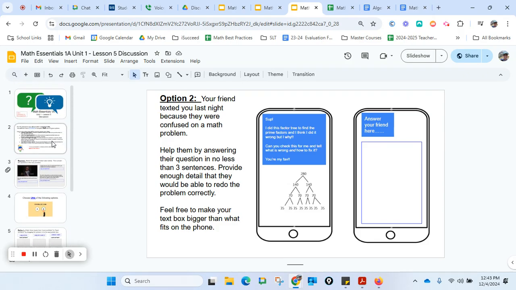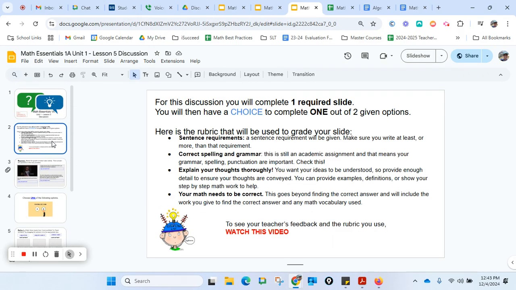So going back, we know what to do, but how is it going to be graded? There is going to be a rubric that you'll see for this assignment, and that rubric is broken down into 4 main criteria. The first is the sentence requirement. Every slide is going to have a minimum requirement, so make sure that you're writing at least that amount.